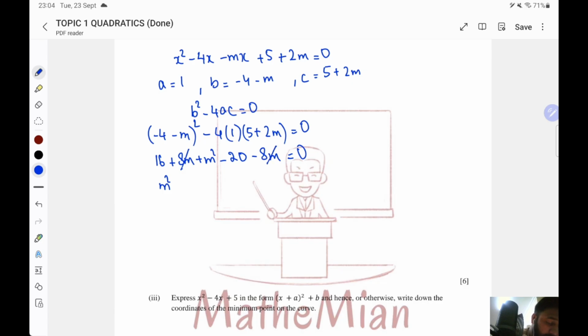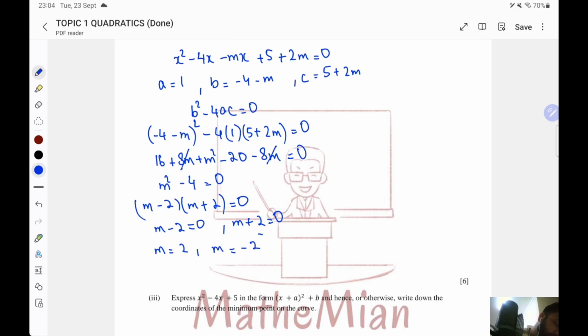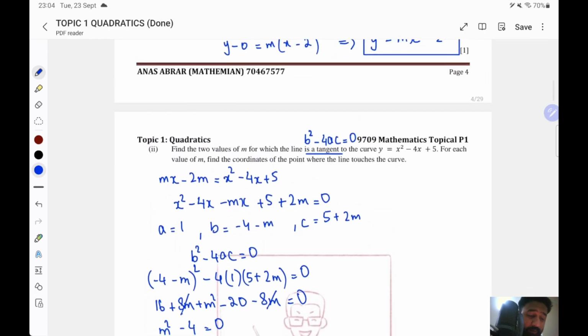8m and 8m will cancel, and we will be left with 16 minus 20. It will be m square minus 4 equal to 0. We can factorize it, m minus 2 and m plus 2, it is equal to 0. We are going to put both of them equal to 0 separately, and they will give us two values of m, one as positive 2 and the other one as negative 2. We have found the value of m. This was the first portion of the question.